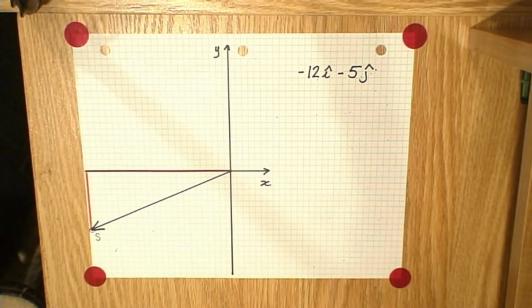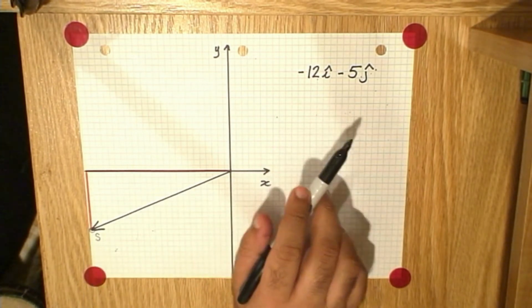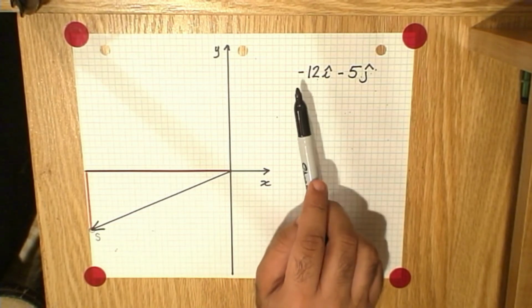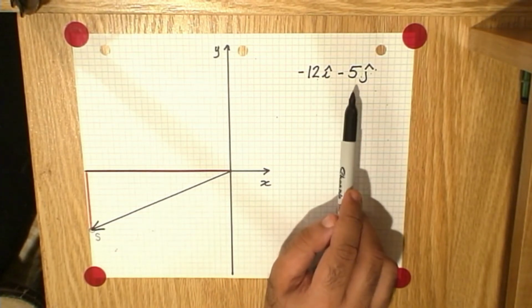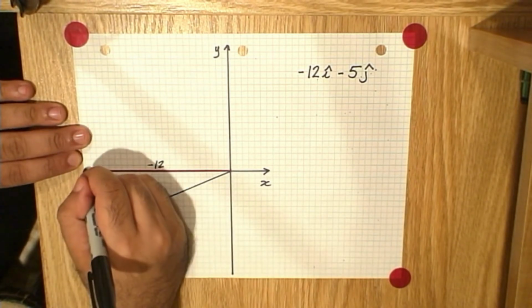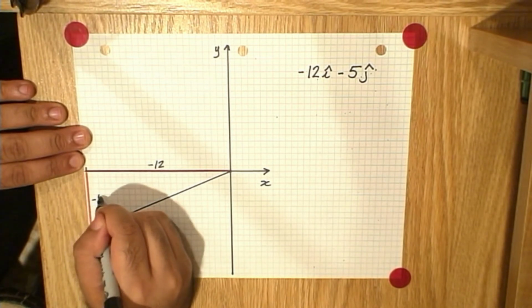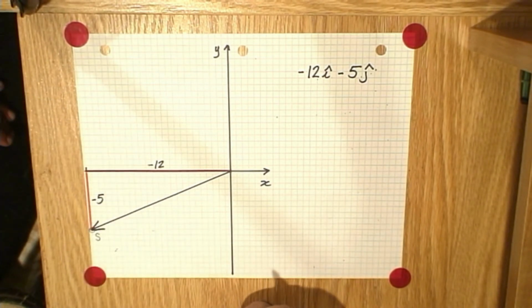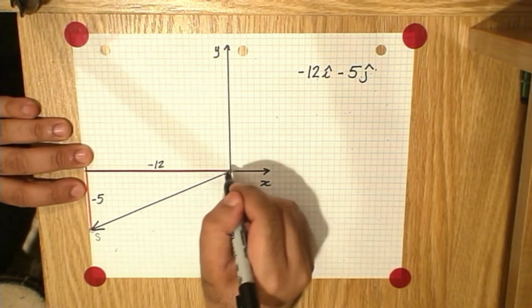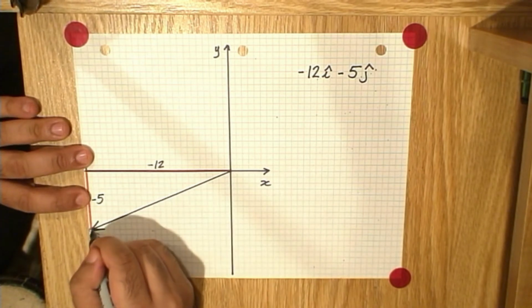Now, consider this situation. The shark is now located at this point, which is given to us in rectangular coordinates: negative 12i minus 5j. Negative 12 along the x-axis, negative 5 along the y-axis. We want to find out what its polar coordinates are. So first, let us solve for the distance from the origin to the shark.